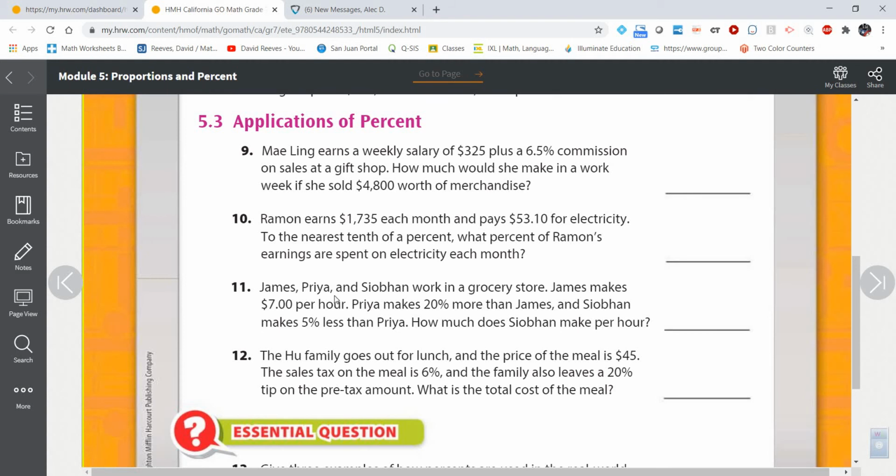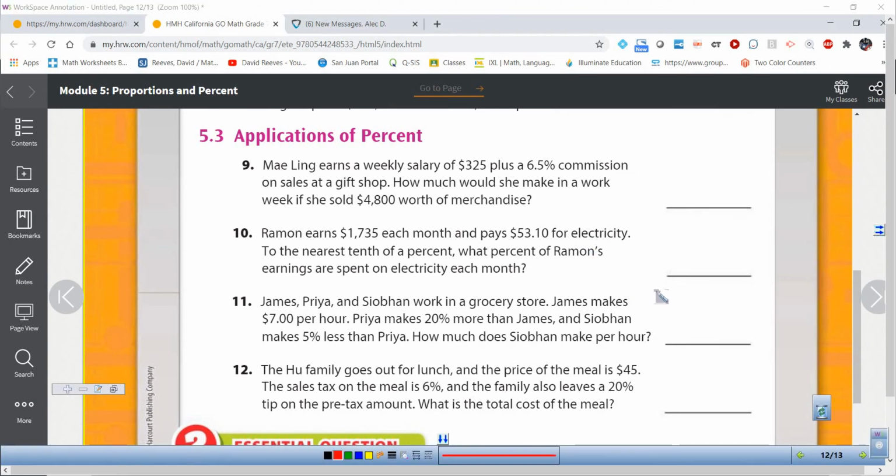James, Priya, and Siobhan work in a grocery store. James makes $7 an hour. Priya makes 20% more than James, and Siobhan makes 5% less than Priya. How much does Siobhan make per hour? All right, so we've got James. James is making $7, right?